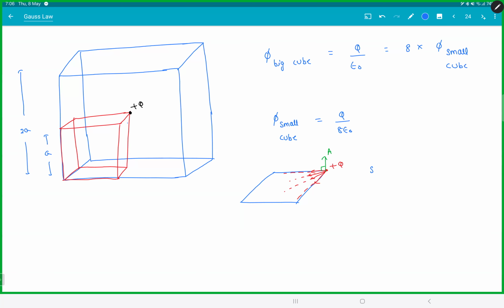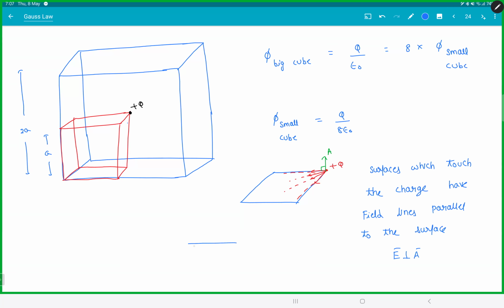So surfaces which touch the charge have field lines parallel to the surface. That means E becomes perpendicular to A.